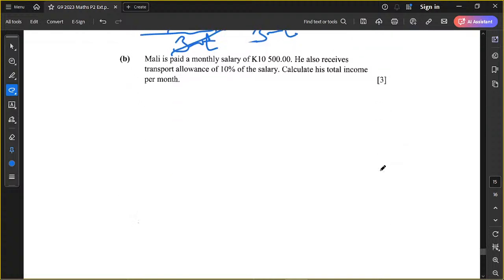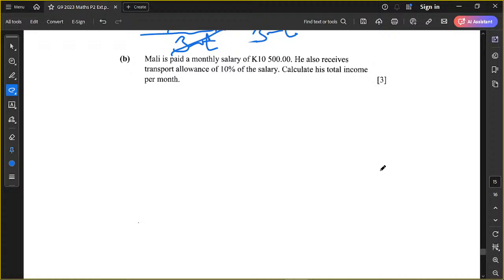Okay, we come to question 8b, which is: Mali is paid a monthly salary of 10,500 kwacha. He also receives a transport allowance of 10% of the salary. Calculate the total income per month.